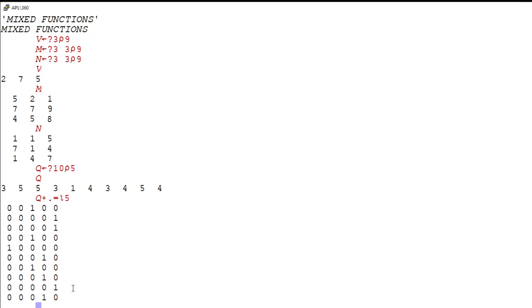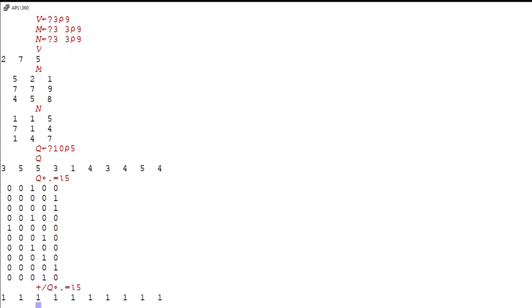So all we need to get the number of 1s, 2s, 3s, and so on is just to do a plus reduction of this cross product. So we'll do a plus reduce of Q jot dot equal iota 5. That didn't give us the answer we're looking for.